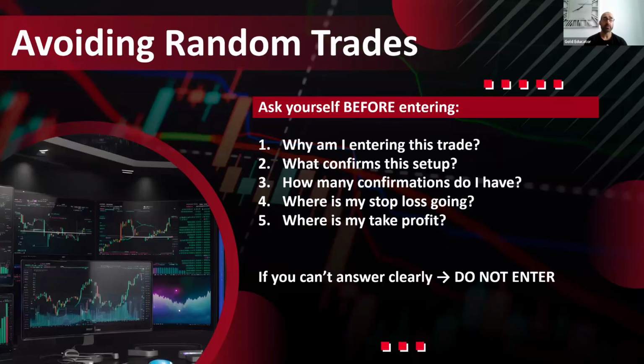Then you might also want to ask yourself how many confirmations you have. Let's say you base your trades on 3 or 4 confirmations. If you have 4 confirmations, you might want to call that an A+ setup. If you only have 2 confirmations, you might not want to risk too much on this trade.